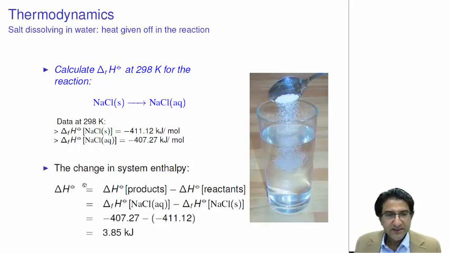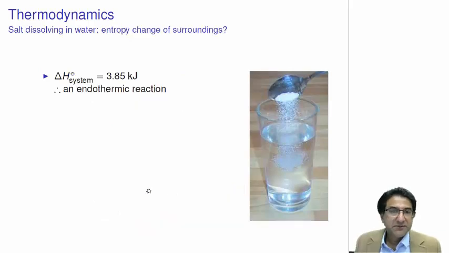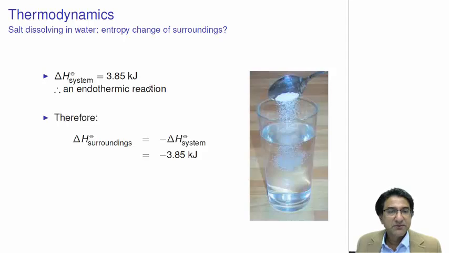Okay, so delta H, standard conditions, 1 bar. Delta H for products minus delta H reactants. That's minus 407.27 minus negative 411. Two minuses gives us a positive, gives us positive 3.85 kilojoules. So this is an endothermic process. It is. So let's have a look. It's an endothermic process, 3.85 kilojoules per mole.